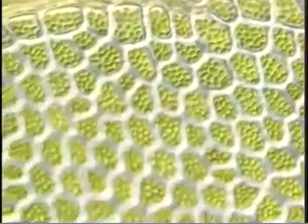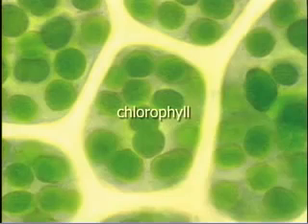Under the microscope, a leaf cell looks like a box full of green jelly beans. These are chloroplasts, bodies containing chlorophyll molecules. Chlorophyll is a unique substance that absorbs the energetic blue and red wavelengths of light while reflecting away green.